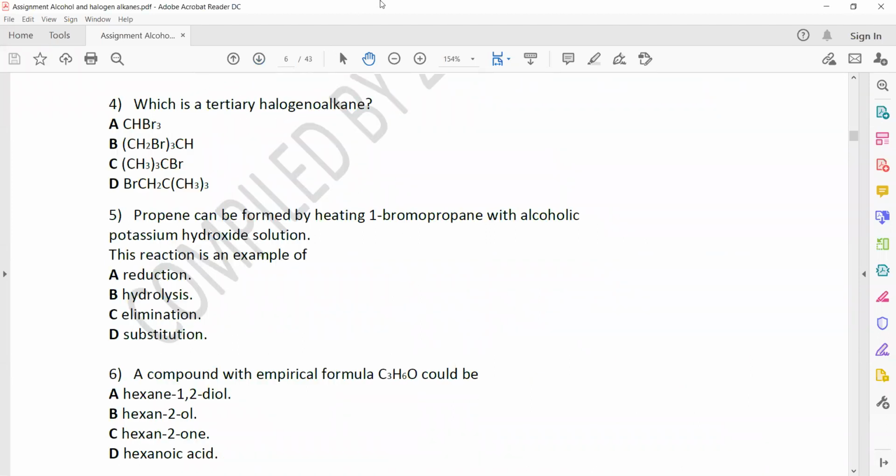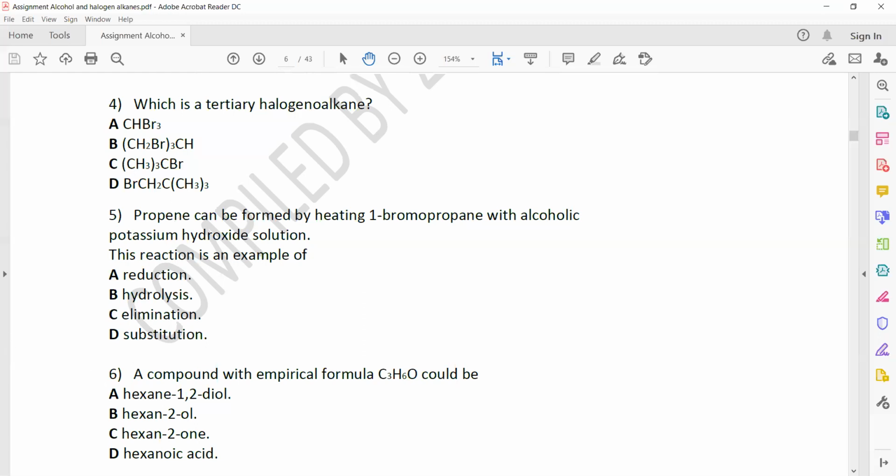Which is the tertiary halogenoalkane? Which one of them is the tertiary halogenoalkane? Tertiary halogen refers to a carbon which is bonded with a halogen and surrounded by three alkyl groups.